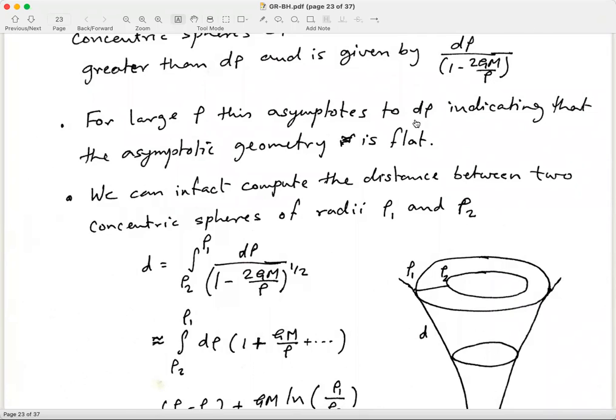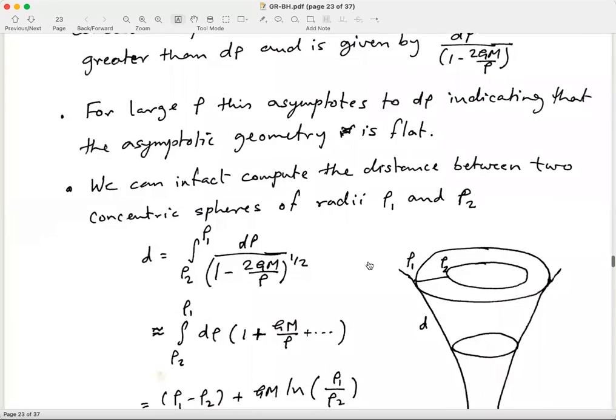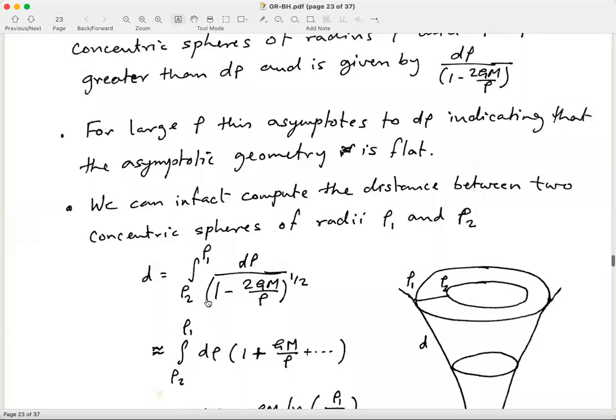Okay, so we want to actually compute the distance between two spheres, one of radius rho 1 and the other of radius rho 2. If the space was flat, then you would have drawn them just like this. Okay, the modular quality of my drawing aside, these are two concentric spheres. Okay, and you would have said that the distance between them is just rho 1 minus rho 2, modulus of it, it doesn't matter which one was bigger. Okay, but because the metric is like this, the distance between them is actually obtained by integrating this quantity. So you have to take d rho upon 1 minus 2gm by rho to the half, and integrate from rho 2 to rho 1.